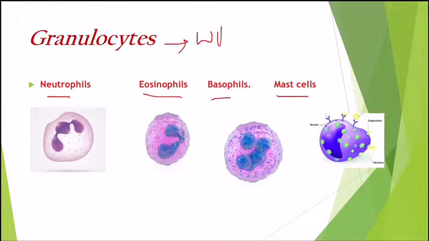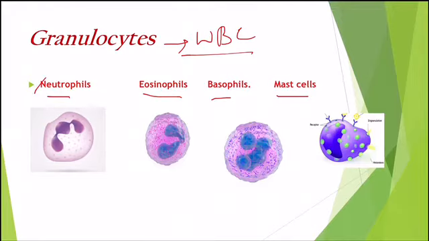Granulocytes are W.B.C. They are classified into neutrophils, eosinophils, basophils and mast cells. They are classified based on their morphology and staining. The cells possess granules, and the classification depends on the staining properties of those granules and the cell morphology. First, we will see the neutrophils.